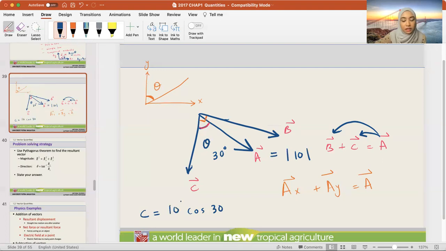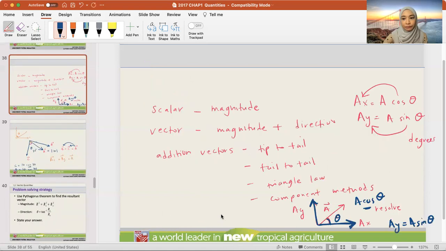Can anyone tell me why I'm using cosine here instead of sine? It looks like it's in the Y. Because the angle touches the Y axis. Yeah, correct. Because C is touching the angle. So anything that touches the angle gets the cosine. Okay, anything that touches the angle gets the cosine. So this means that B will get the sine of 30.